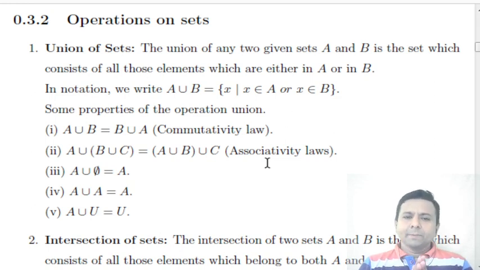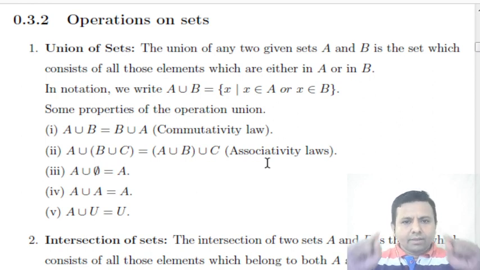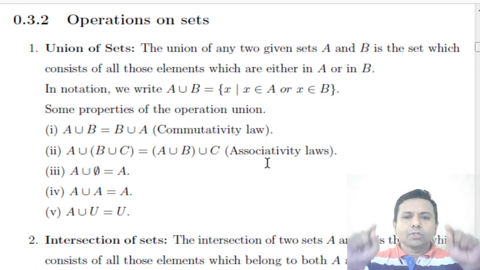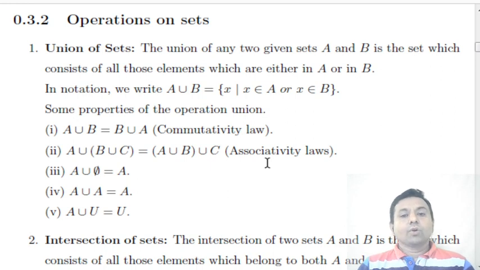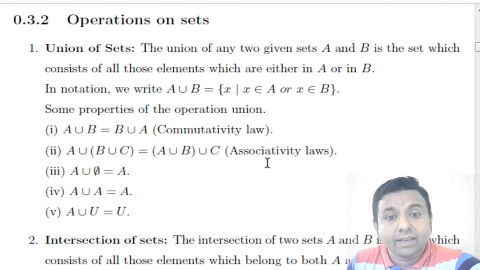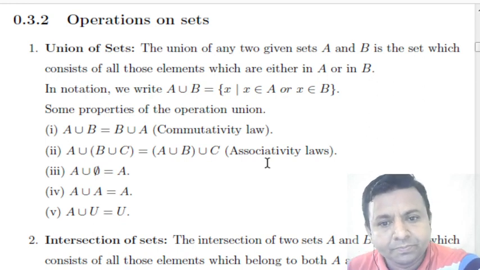A union B equals B union A, known as the commutativity law. Then A union B union C equals first taking A union B, then union C; they are equal, known as the associativity law. A union phi, a set union with the empty set, is obviously A. A union A is also A. A union with the universal set is again the universal set U.